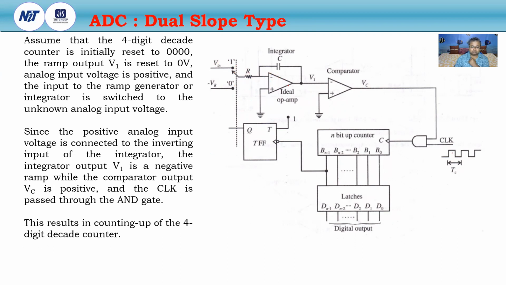So the comparator output VC is obviously positive. Here this is negative, so due to the inverting comparator, VC should be positive. As VC is positive, it is treated as logic 1. If this is logic 1, then the clock is passed through the AND gate, and this results in counting of the up counter, the 4-digit decade counter.